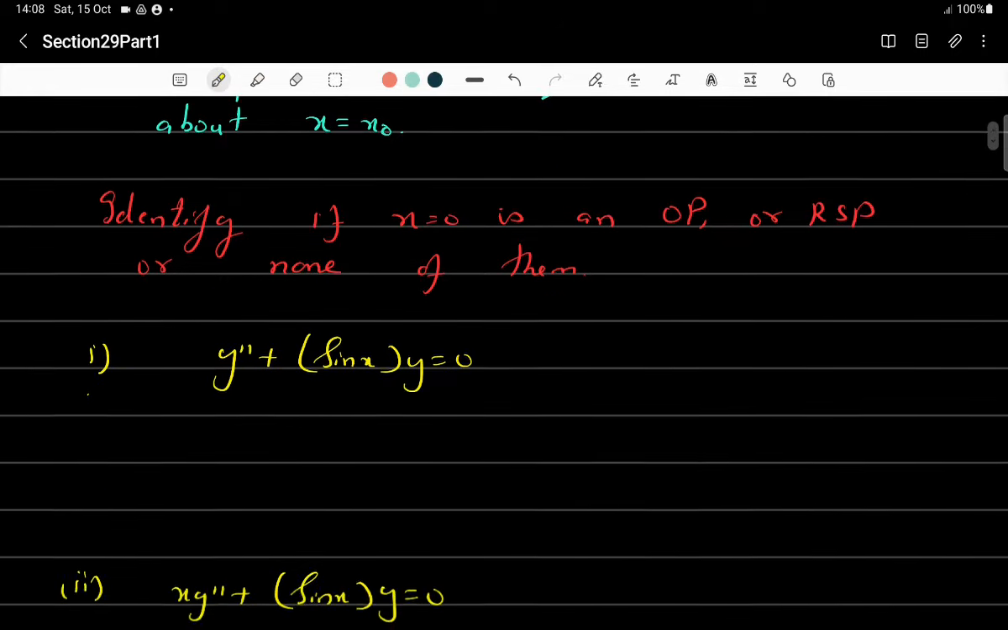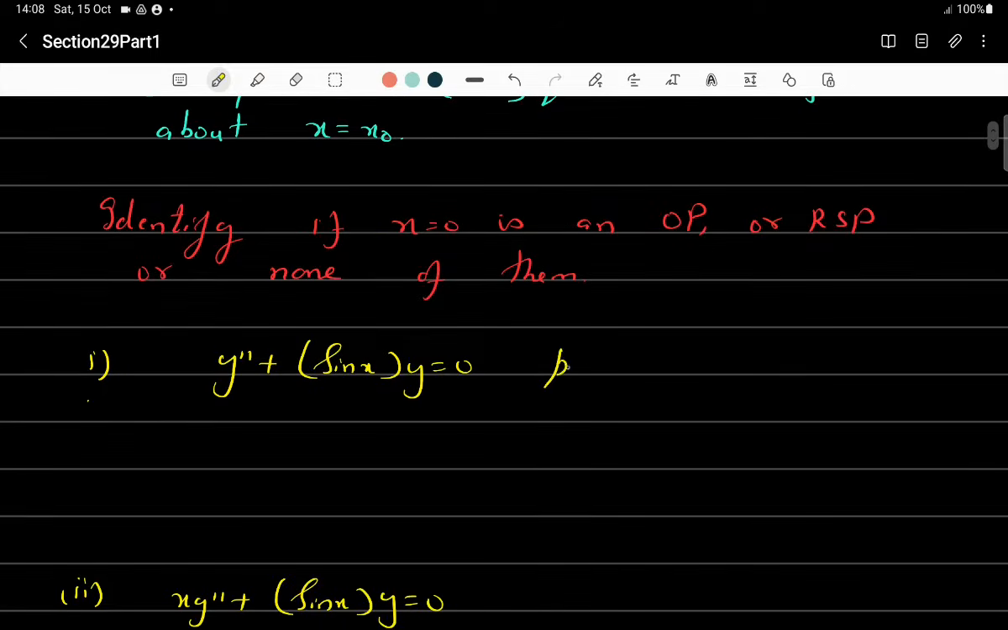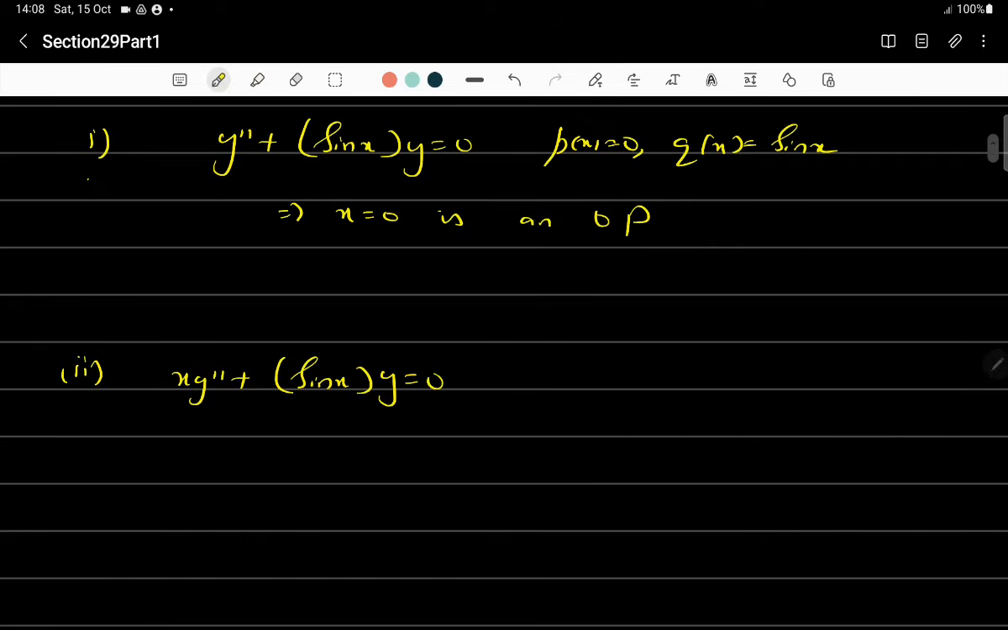For example, we need to identify whether x is equal to 0 is an ordinary point, regular singular point, or none of these. We will start with the first one. Here p of x is 0 and q of x is sin x. We know that sin x is analytic about x is equal to 0. So it implies x is equal to 0 is an ordinary point.